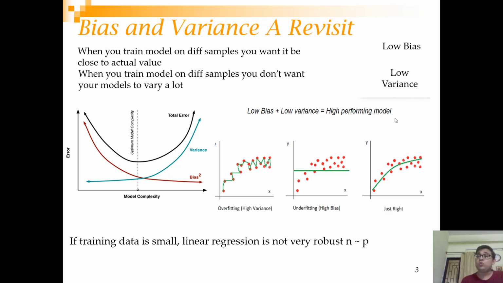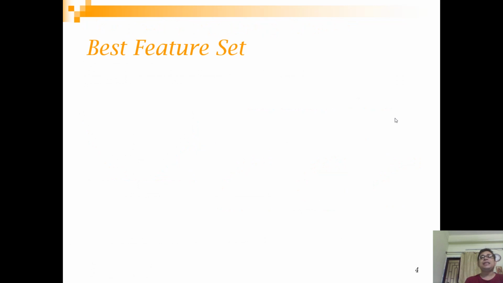So what can we do? The first thing is we can select some attributes, some features, from the set of independent variables. Such a technique is called subset selection. The second technique is called regularization. Let's look at them one by one. So in subset selection, we are going to look at two methods. One is called the best feature set method.